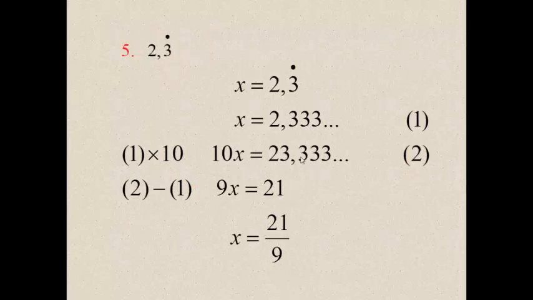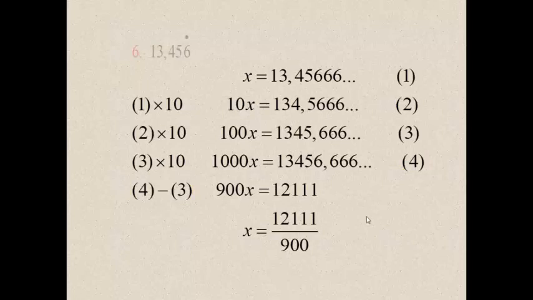X is equal to 2,3 recurring. It's the 3 that recurs. Equation 1, equation 2, equation 2 minus 1. I get the linear equation and I solve for x. Guys, come on, you should be getting these things correct. There should be no reason why you are struggling with this. Remember your 4 marks.